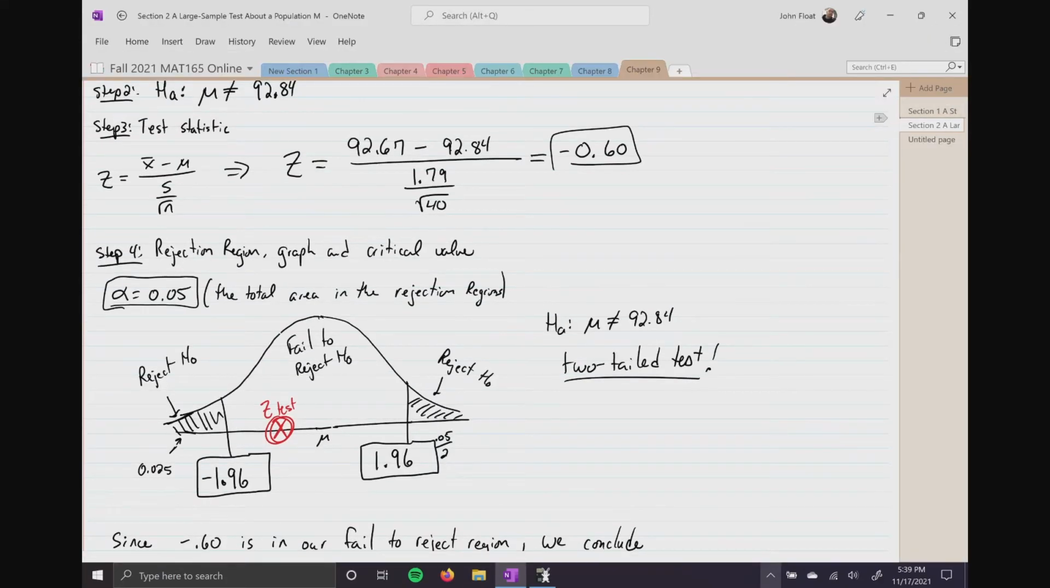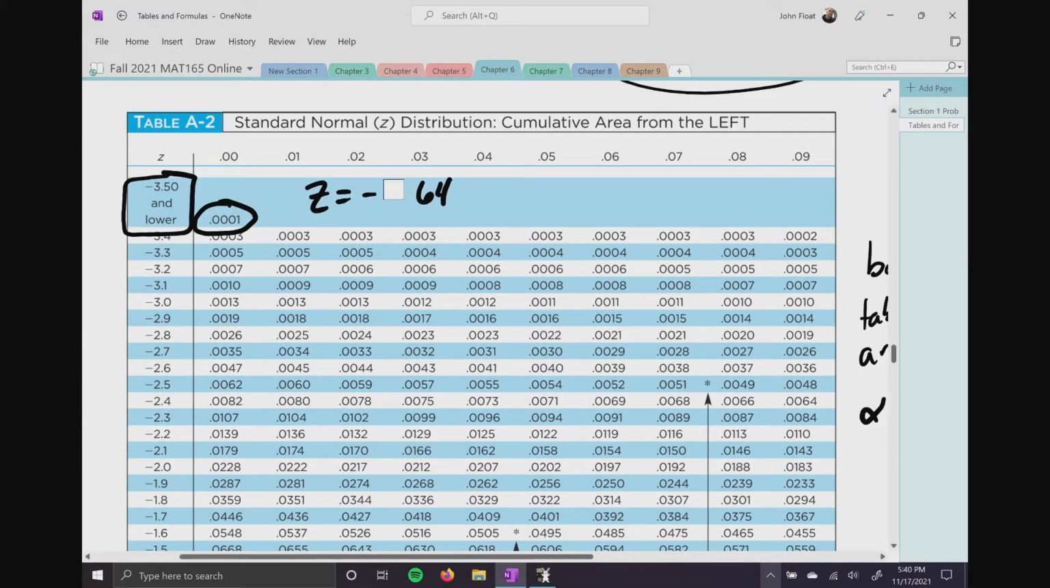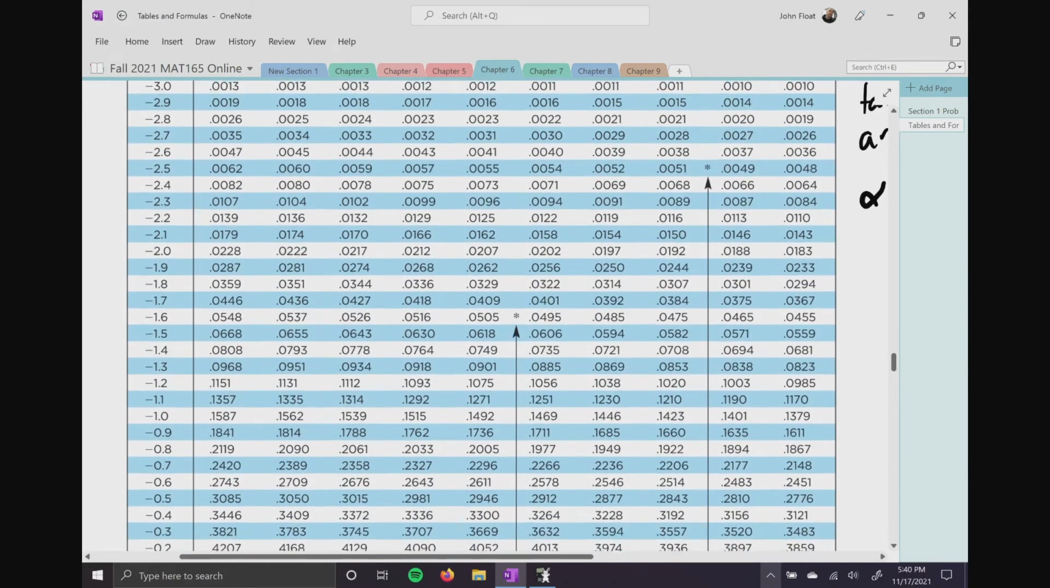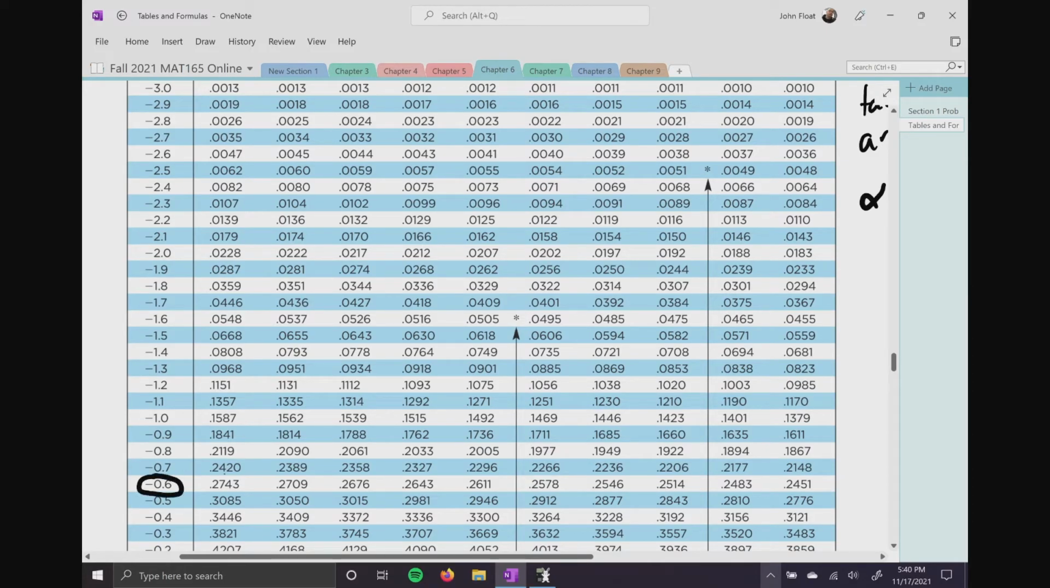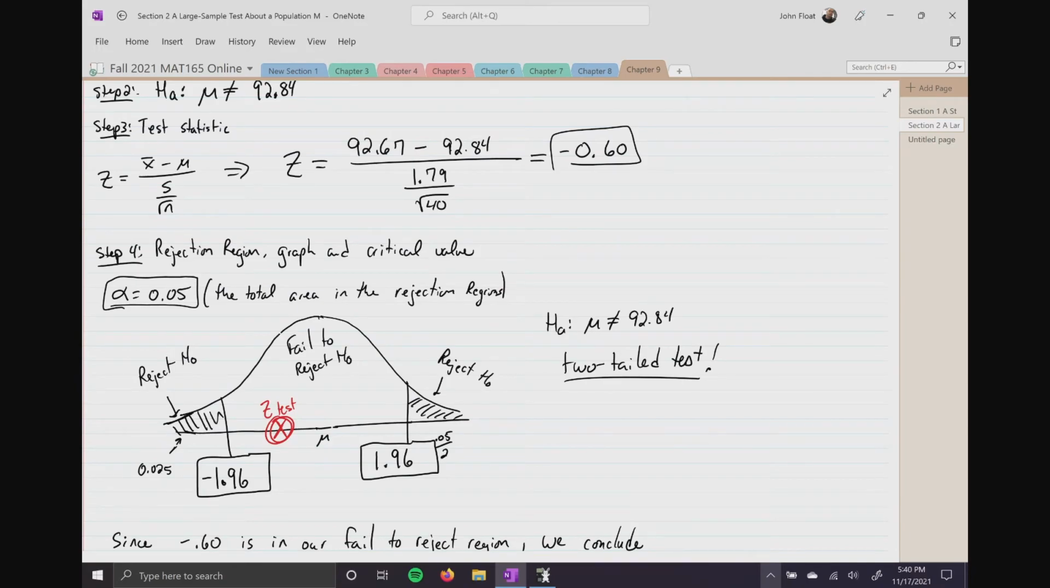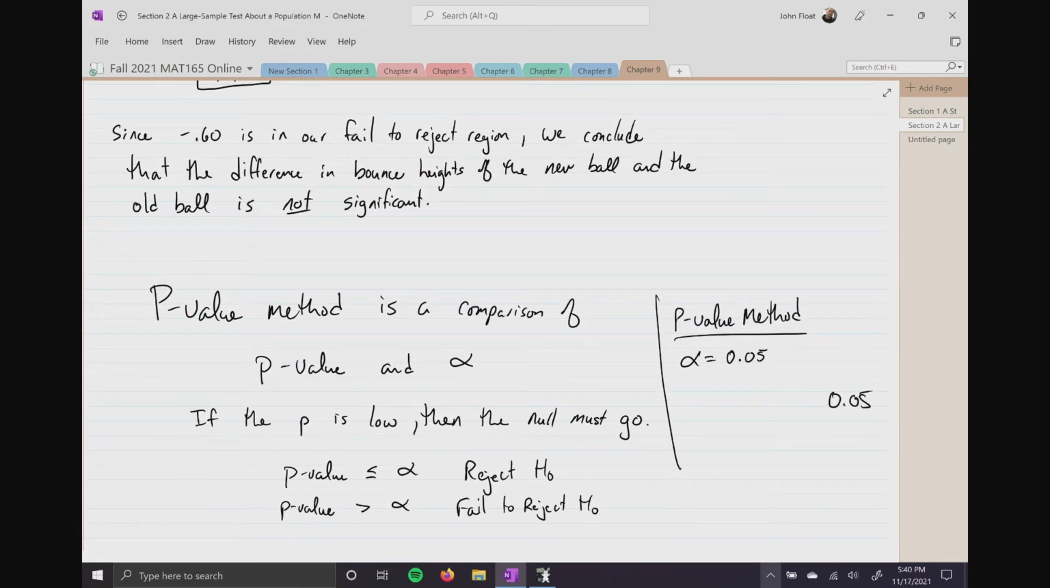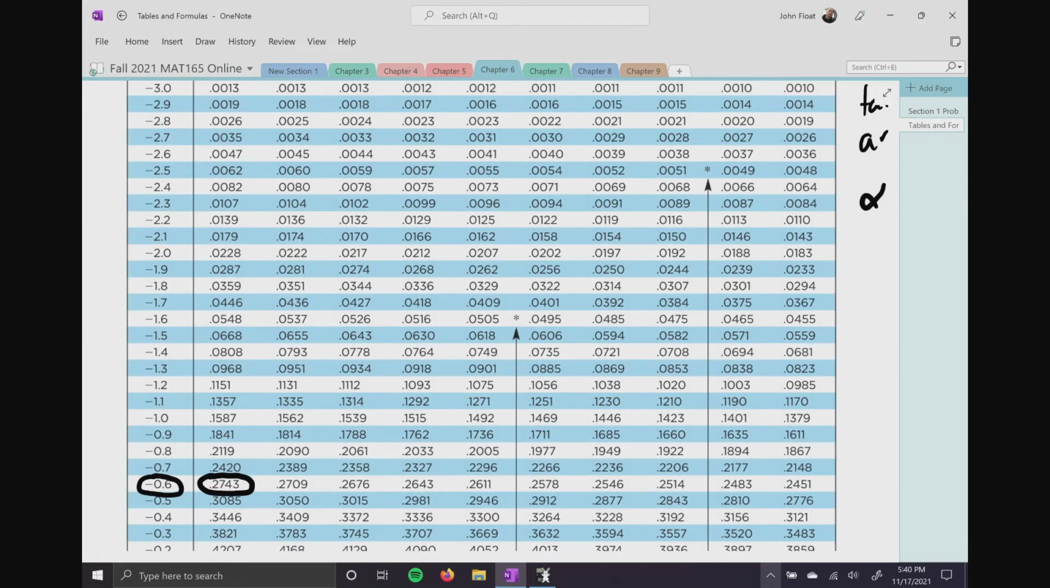Because what we can do is, like I said, we can go back into our table. Negative 0.60. And when we go ahead and try to find that on our table, here's negative 0.60 is right here. So that is 0.2743 in terms of a p-value. So our p-value is 0.2743. Is that correct? Let me just look at it one more time. 0.2743. Good.